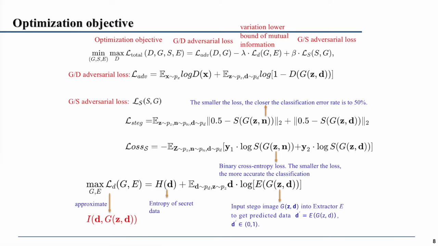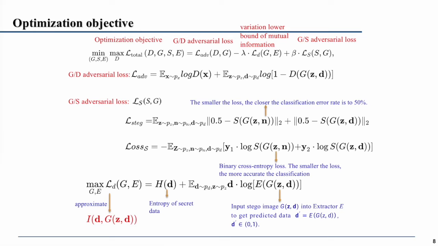The overall optimization objective consists of three small optimization objectives, that is, adversarial loss between G and D, adversarial loss between G and S, and the mutual information between secret data and stego image.